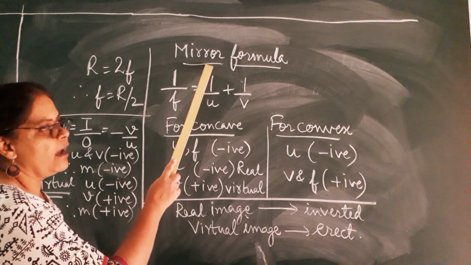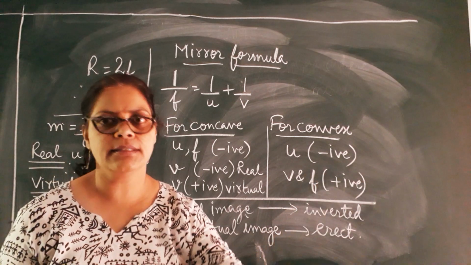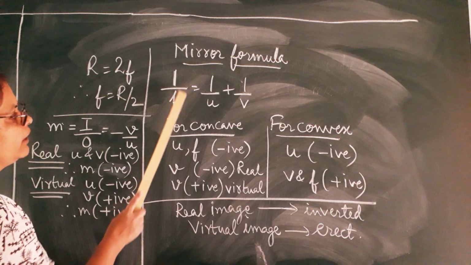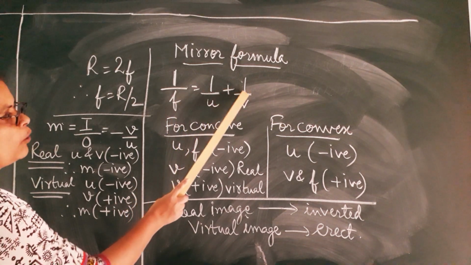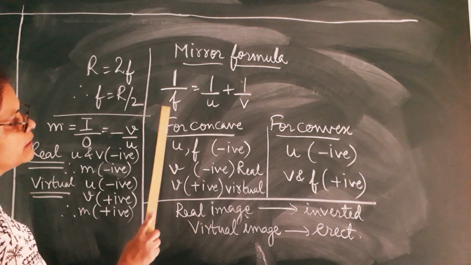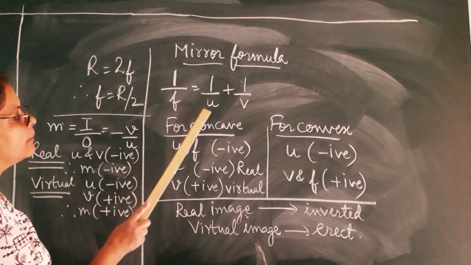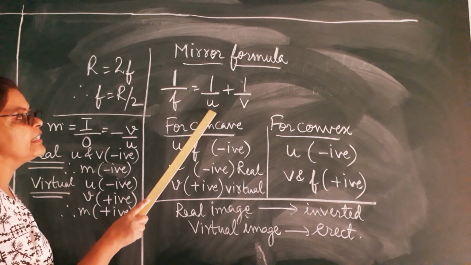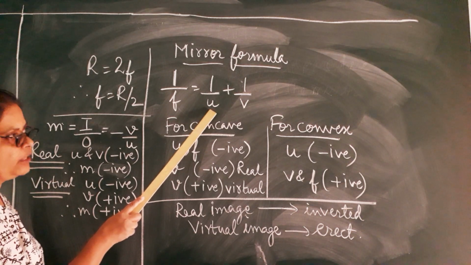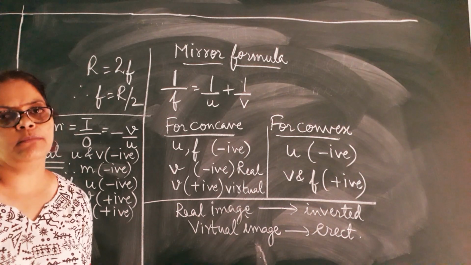You can see this, I have written it as the mirror formula. You have a lens formula when you do the lenses. This is the mirror formula. What does the mirror formula state? It states 1 upon f is equal to 1 upon u plus 1 upon v. Now let's see what these symbols stand for. Symbol f stands for focal length. Symbol u stands for the distance of the object from the mirror. And v stands for the distance of the image from the mirror.